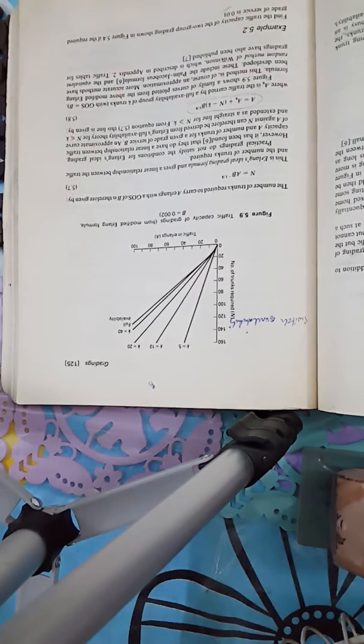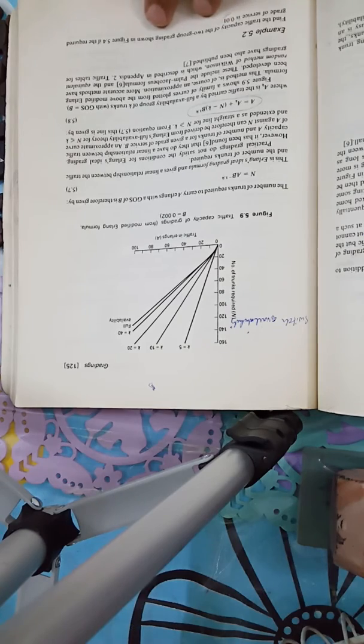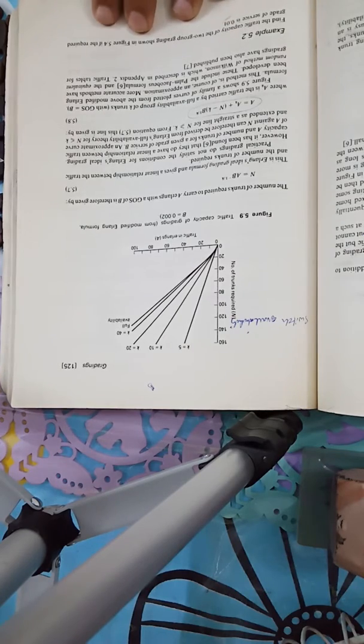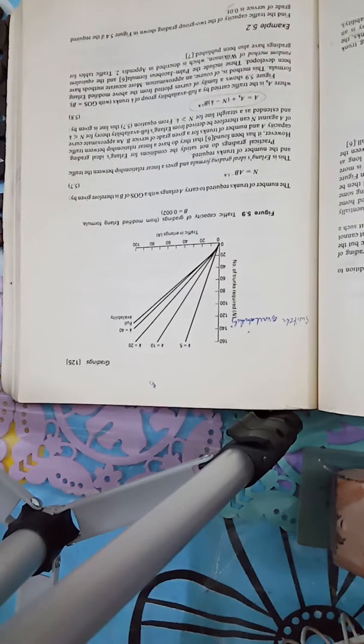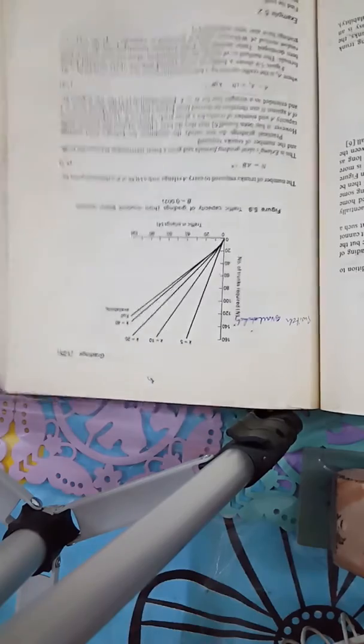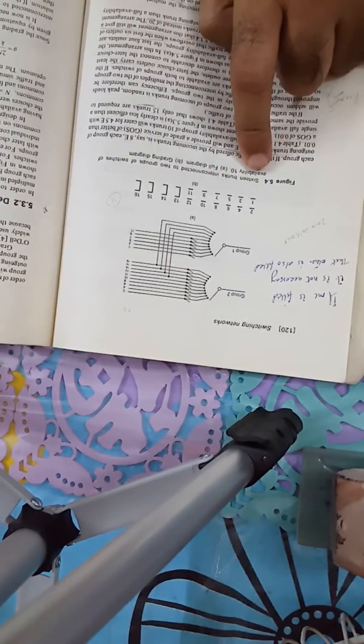Now we elaborate it with an example, which is example 5.2. We have to find out the traffic capacity of the two group grading shown in figure 5.4 if the required grade of service is 0.01. We have to find out the traffic capacity of the two group grading of this case, figure 5.4.